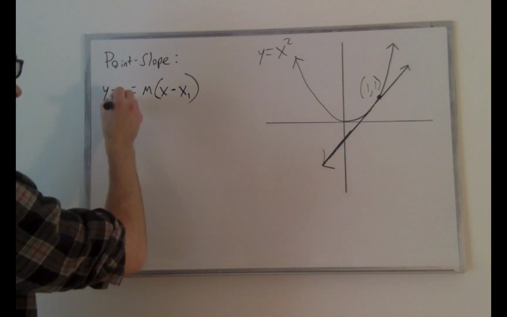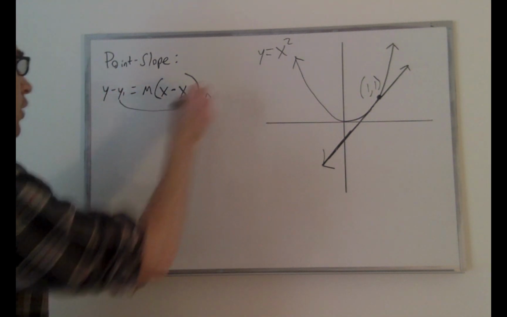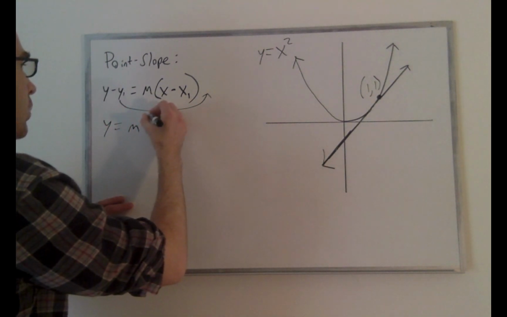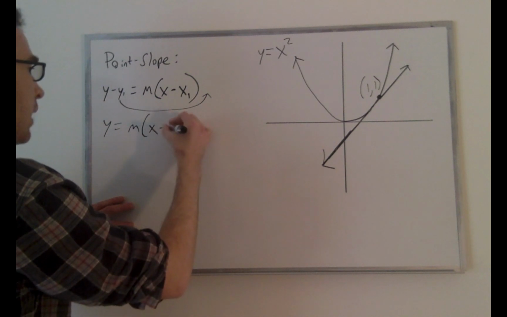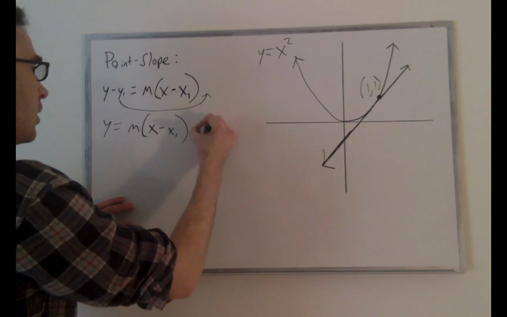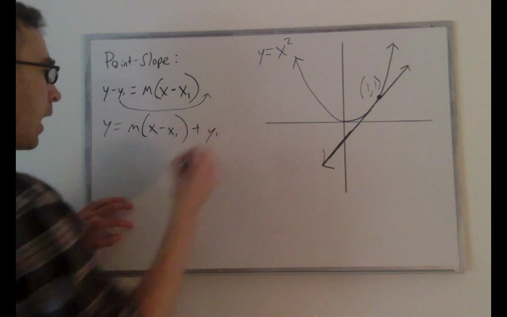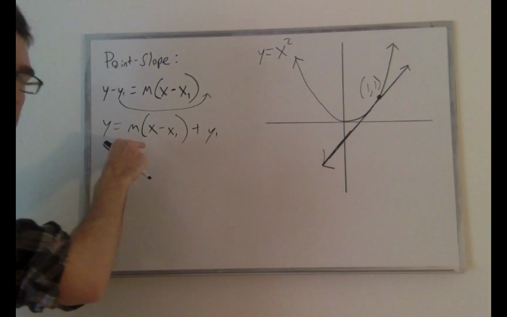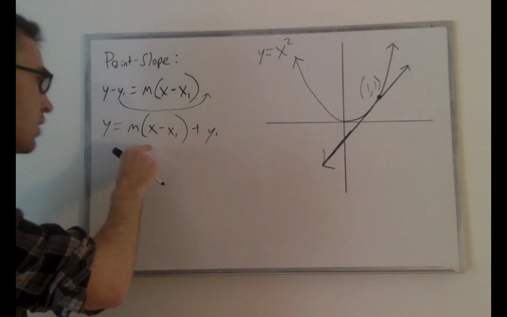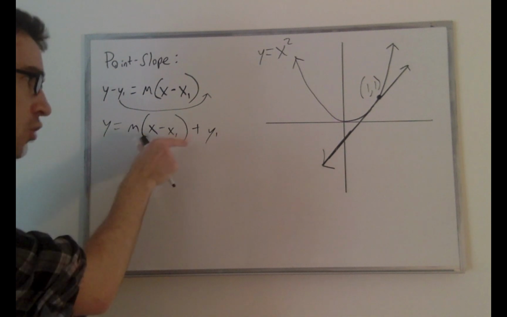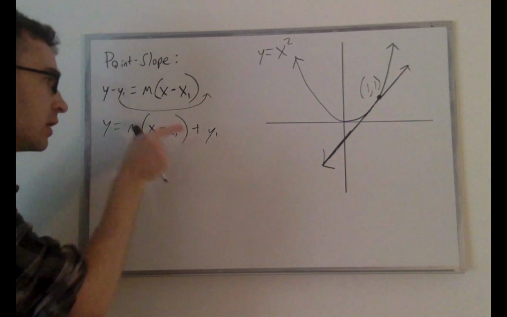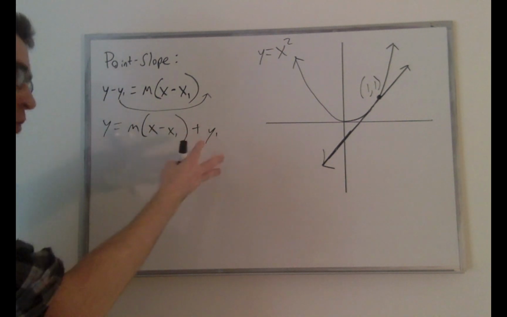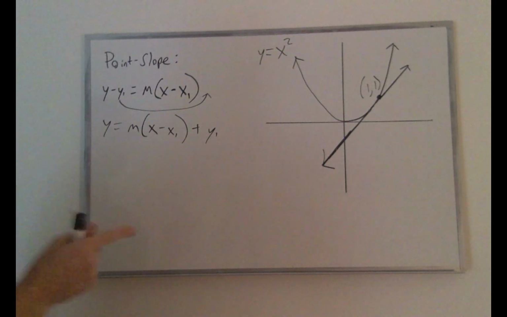I'm just going to move this term y1 over here. So I'm going to say y equals m times x minus x1 plus y1. The only reason I'm moving this to this side is that when we get to the predator-prey model linearization, the formula that we're going to use is going to look a lot like this, except it's going to be in matrix linear algebra notation. But okay, let's start plugging in things here.